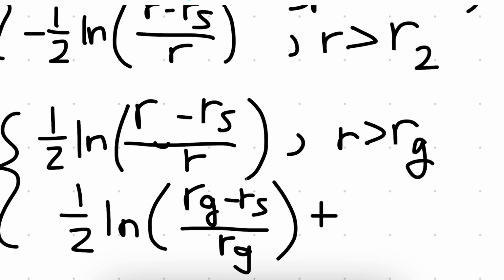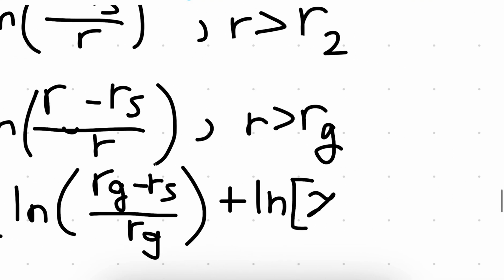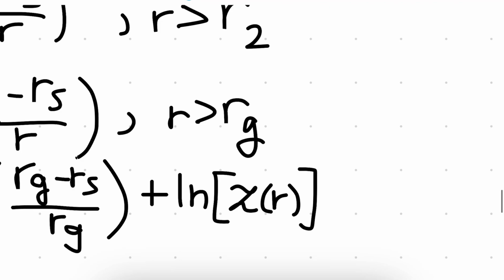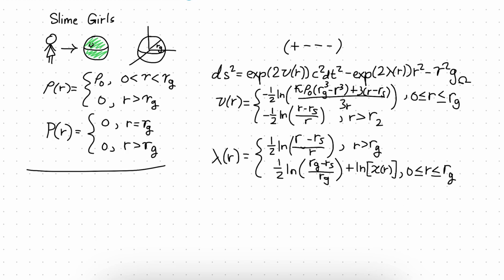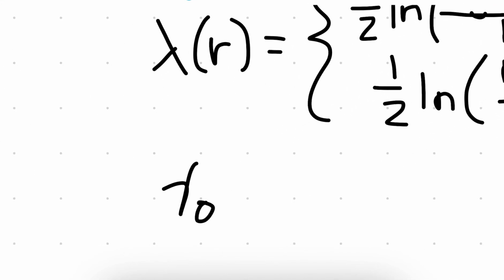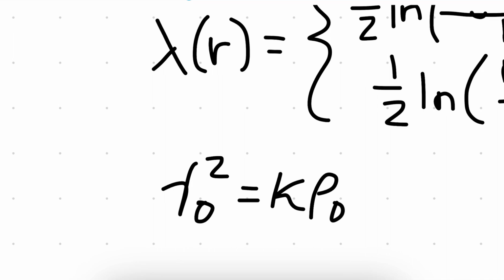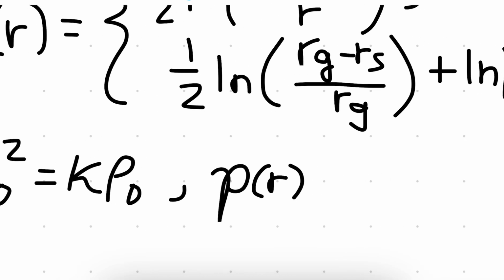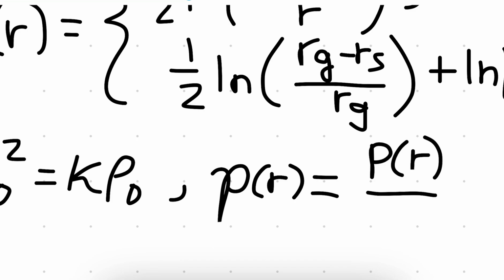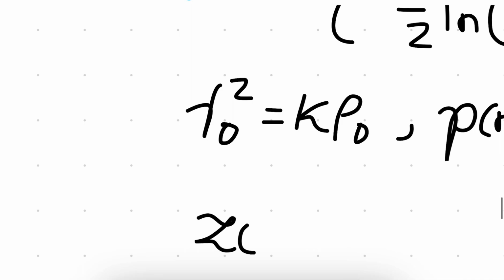And then of course there's that plus the ln of that one integral z of r for some r inside the body of your slime girl, so from 0 to rg. The same values that we used inside the z of r integral apply, except I just change a variable or two. So gamma naught squared is still kappa rho naught, and p of r is still equal to capital P of r over rho naught.